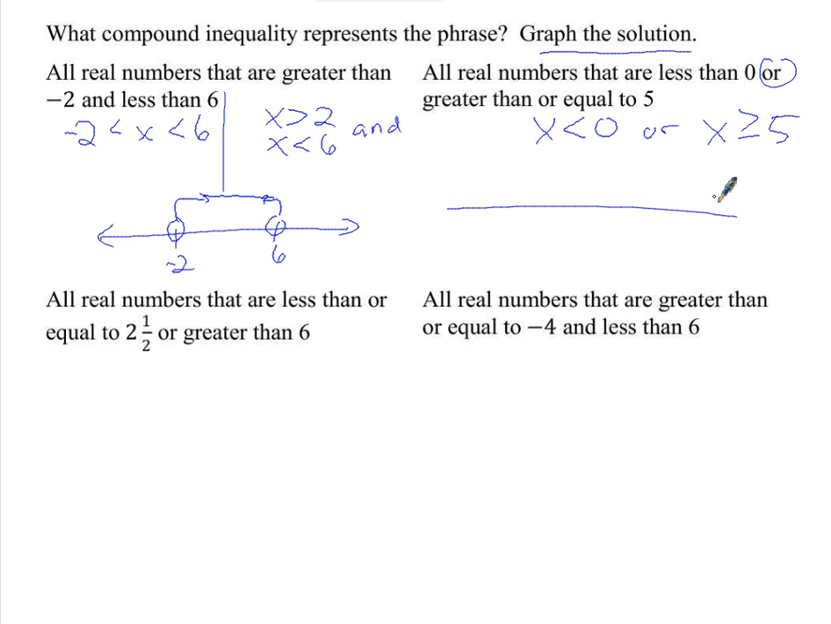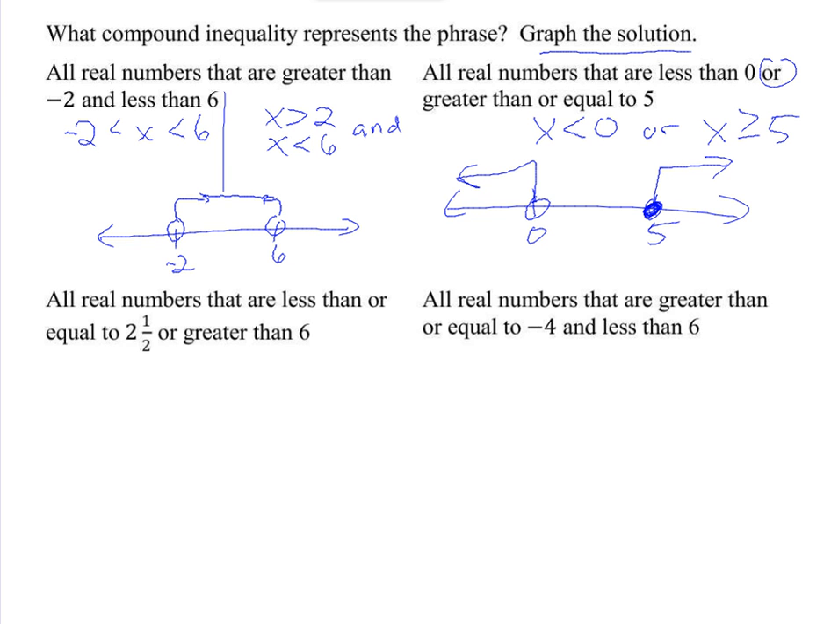We draw our number line. We need a 0. We need a 5. X is less than 0 will be an open circle up and to the left. X is greater than or equal to 5 will be a closed dot, and then greater than is to the right. There's your graph. Again, OR looks like that, and AND looks like what we have on the left. Go ahead and try the other two. They're very similar to the above ones.